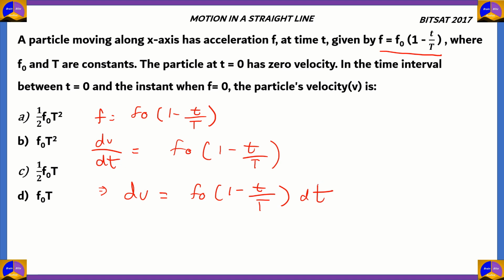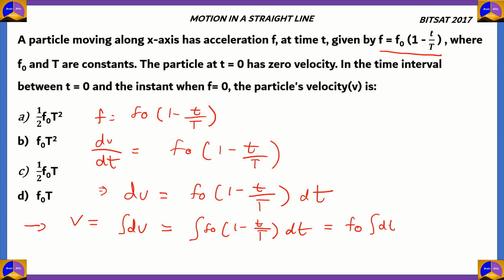From here it's easy to find the velocity equation just by integrating. So v will be equal to the integral of dv, and that is equal to the integral of f naught times 1 minus small t by capital T times dt. Now let's split the integral into two parts. Since f naught is a constant, we can take it out of the integral, and then you have dt, then minus the next term, which is again f naught divided by capital T. Both of these are constants, so they go outside, and inside the integral you have t dt.